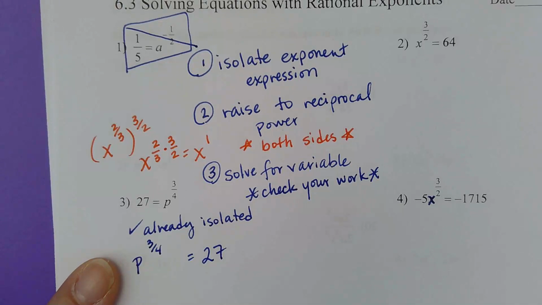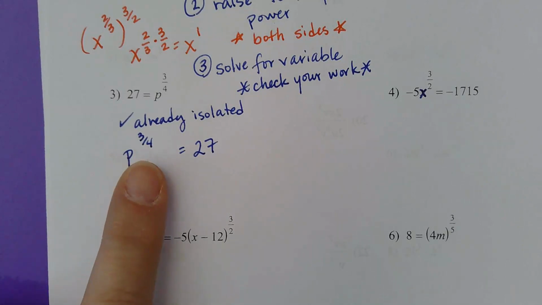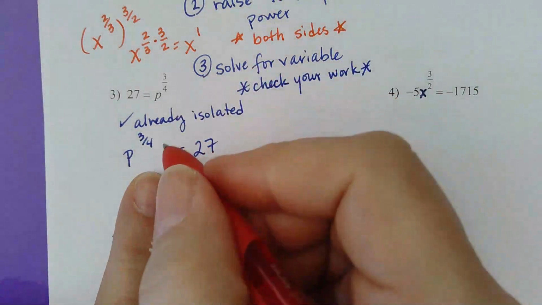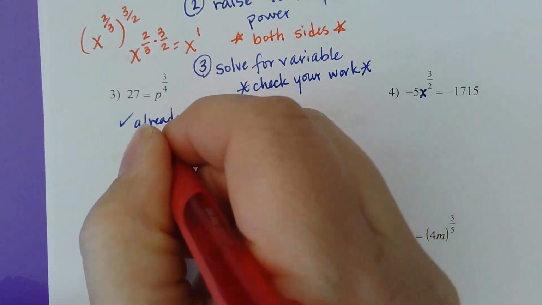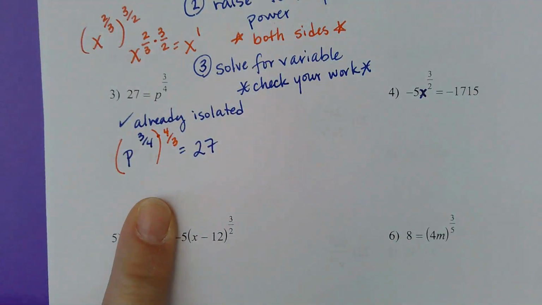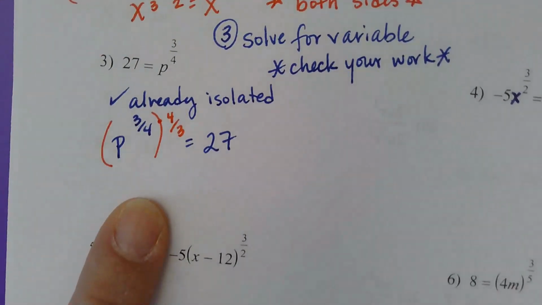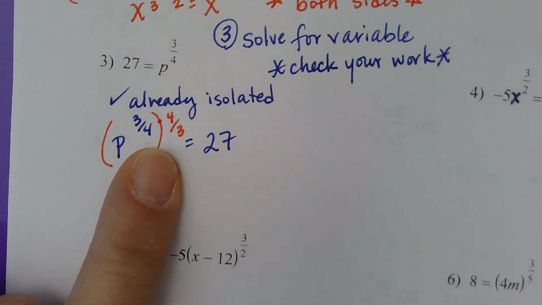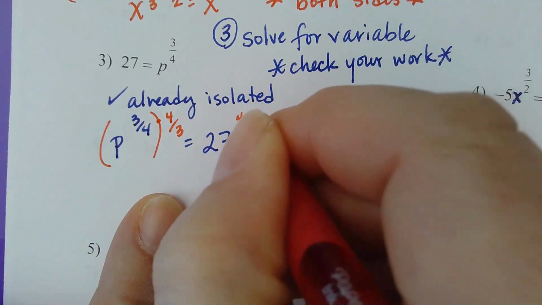And when I rewrote it, I wrote it with a little space there because I'm going to do something with this exponent. I need to flip the exponent and multiply. So I'm going to raise this to the 4/3 power. And with our exponent properties, that means I'm supposed to multiply the exponents together. Let me make that bigger. Okay. But I added this to the equation. It wasn't on there. Thank you. So since I did this, I have to make sure I do 27 to the 4/3 power also.